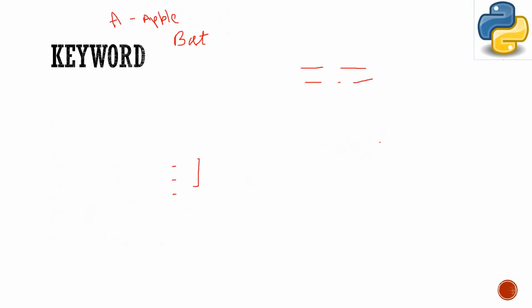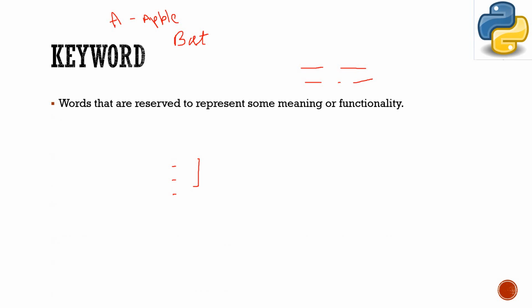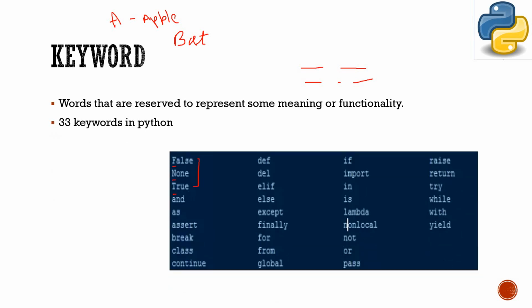Now the first one is keyword. What is a keyword? It is a word reserved by the language, which has a special or reserved meaning or functionality to its interpreter or compiler. After that, we have 33 keywords in Python. You can see it over here. From this, all the keywords are in alphabetical order.